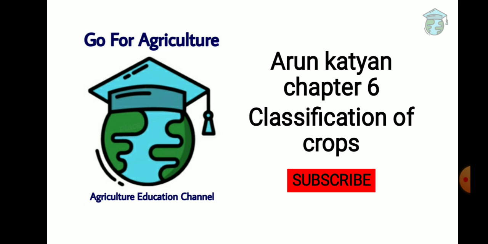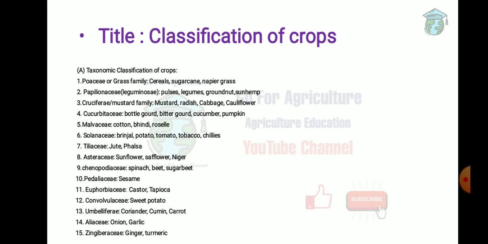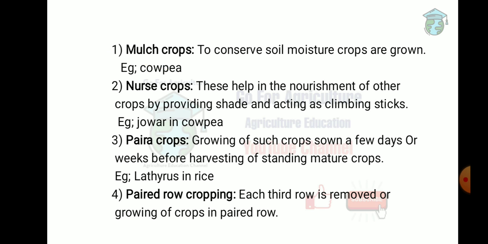Today we are going to discuss the continuation of classification of crops. We have already discussed taxonomic classification of crops. Today we are going to discuss the special classification of crops. So first question, crops grown to conserve soil moisture are called mulch crops. An example is cowpea. So cowpea is used to conserve soil moisture rather than providing yield. This is called mulch crops.